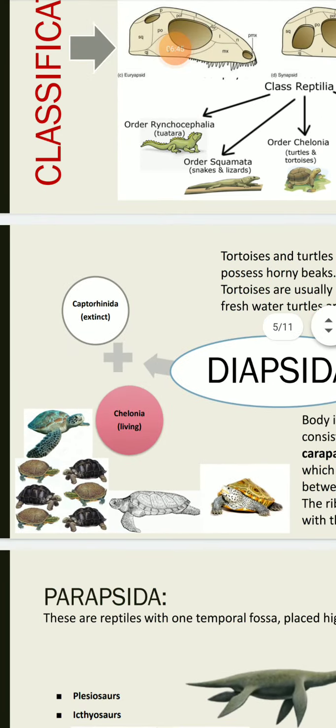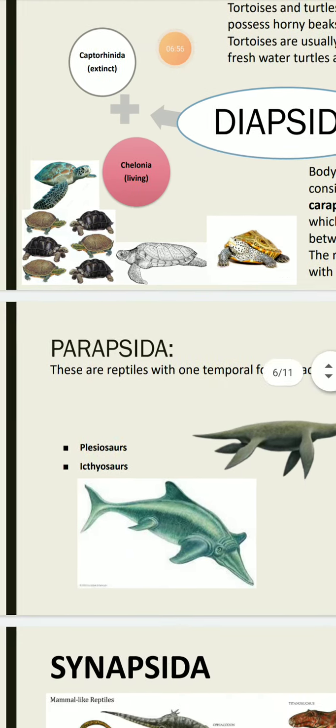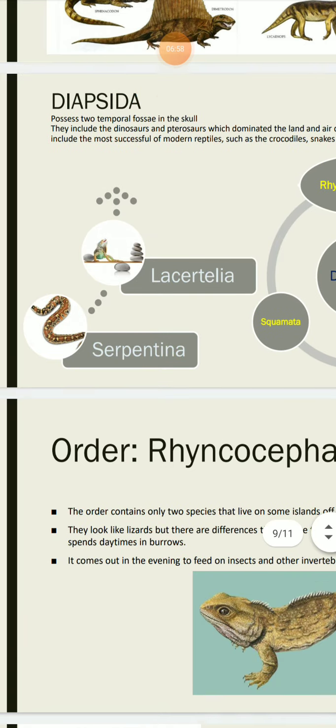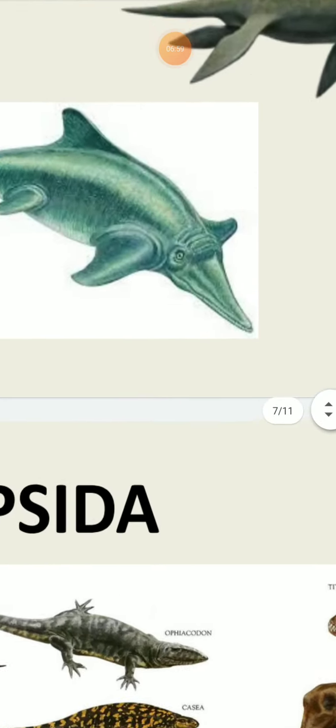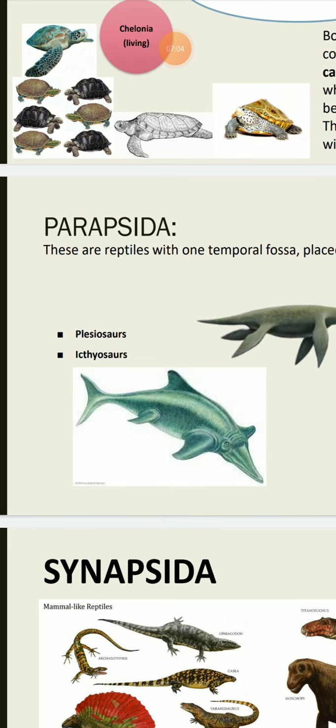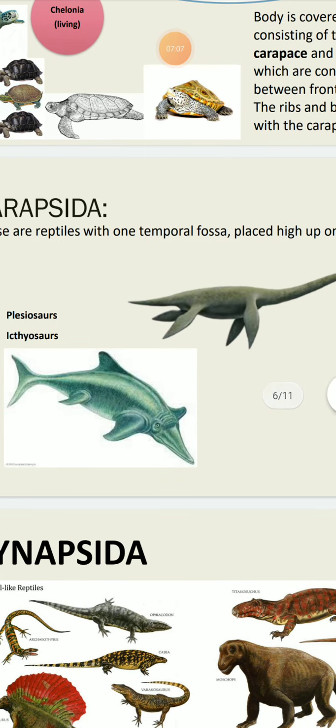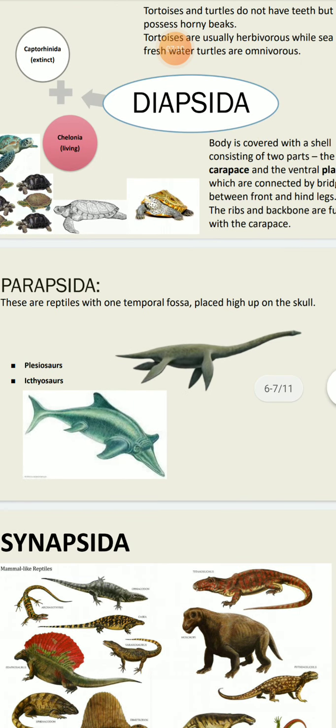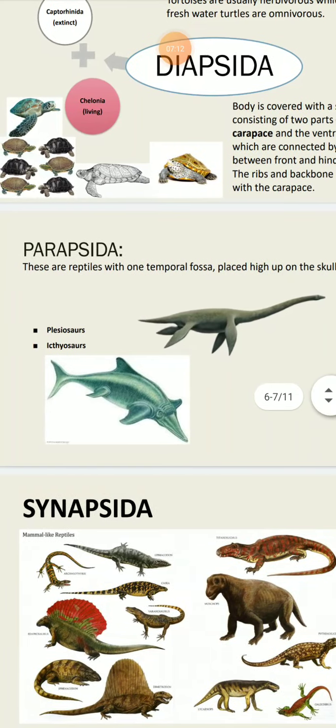Fossa are meant for latching on the muscle, so that the mobility for the jaw is given. So the two examples for Parapsida are Plesiosaurus and Ichthyosaurus. Ichthyosaurus and Plesiosaurus both are aquatic, and as you see the pictures here, they both are extinct.